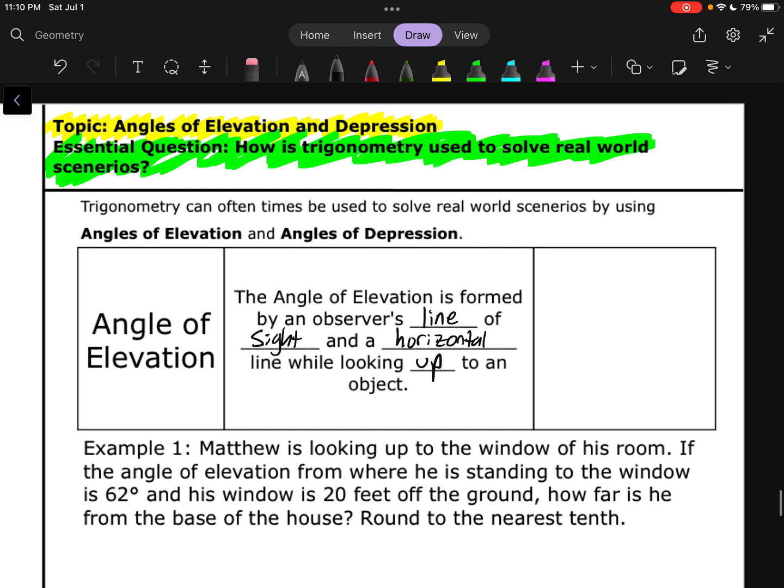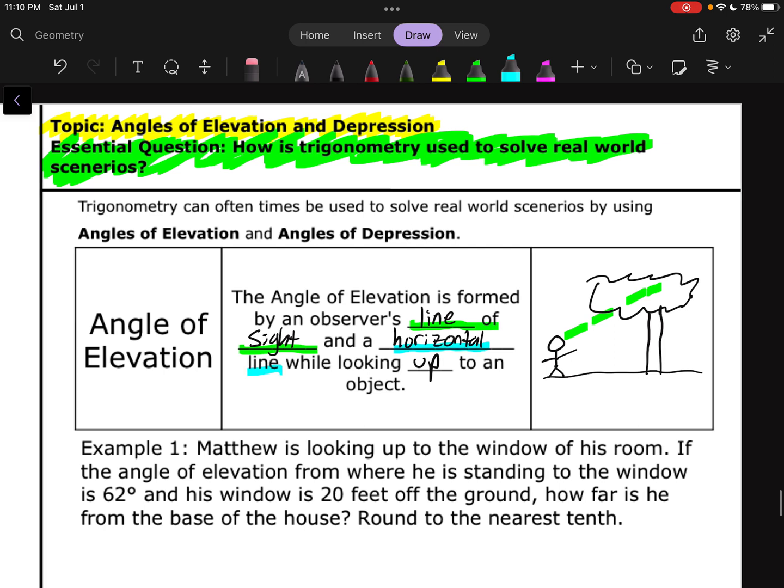So let's draw a little picture here. My art is not the best. So here's stick figure man looking up to a tree. Our angle of elevation is going to be the line of sight, which I will do in green here. So if he's looking up to this tree, there's our line of sight, and a horizontal line. And the angle of elevation would be that angle formed right there.